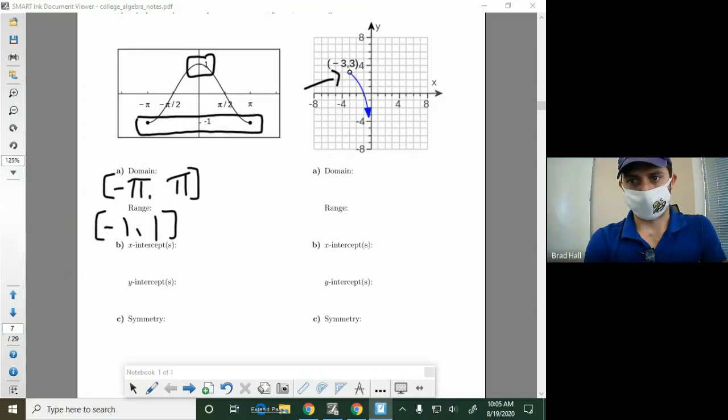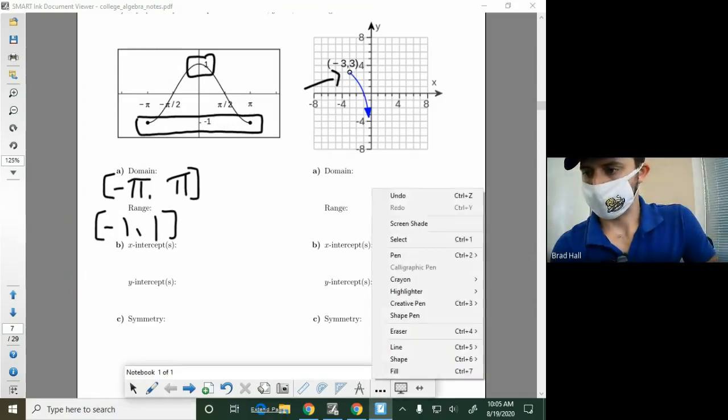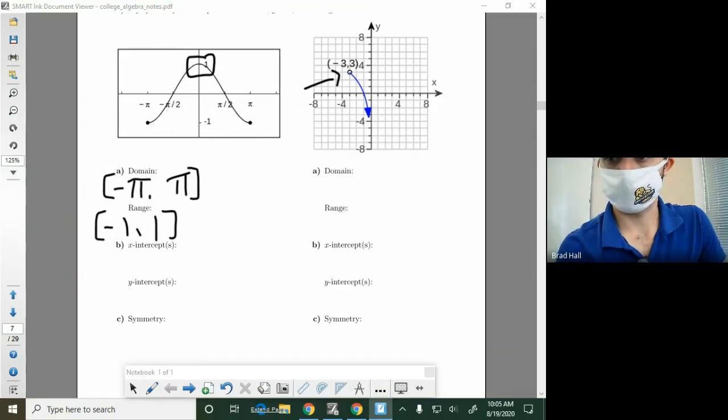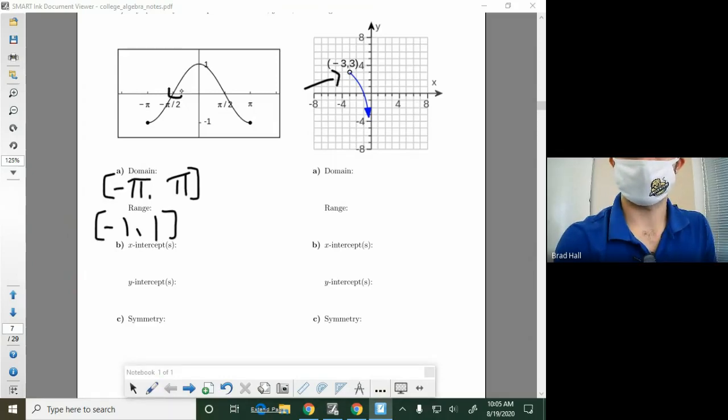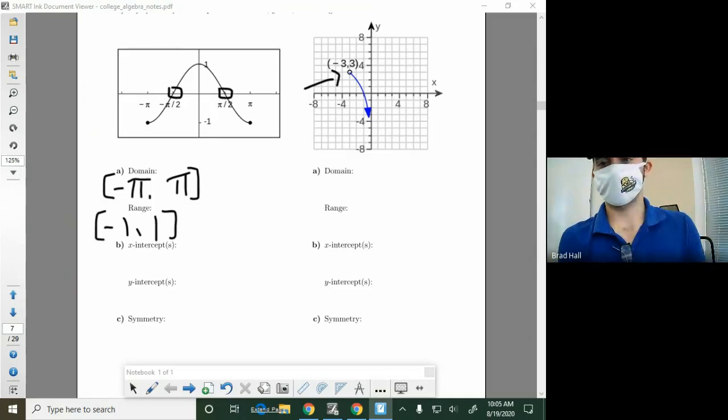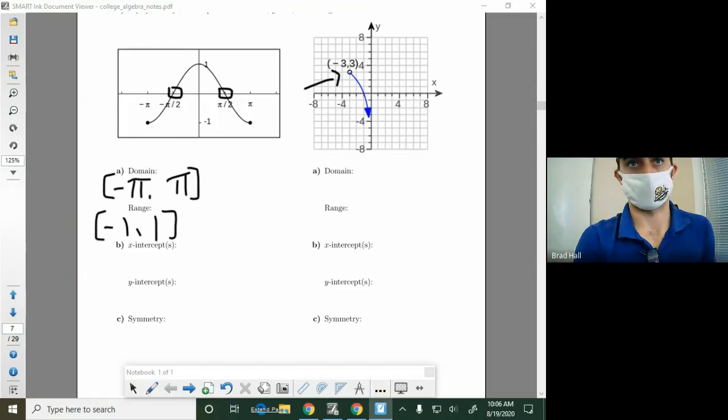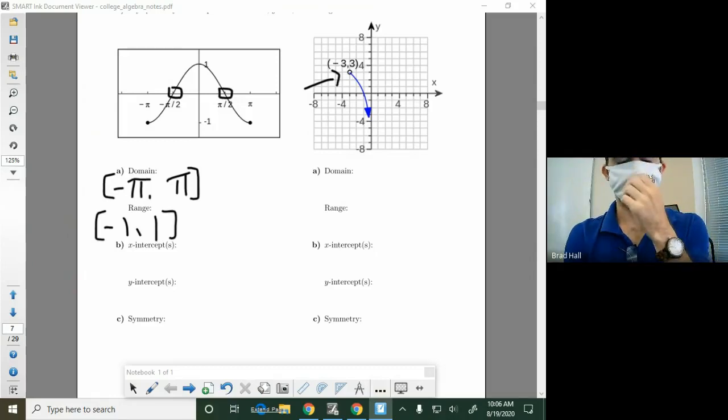Let's move on to the x-intercepts. So the x-intercepts, remember, that's when we cross the x-axis. In other words, that's when y is equal to 0. I think it's clear to see that the graph intersects the x-axis here and here. And so the directions are kind of cut off a little bit. It does want these as an ordered pair. So each one of those points gets its own ordered pair because it's its own point.